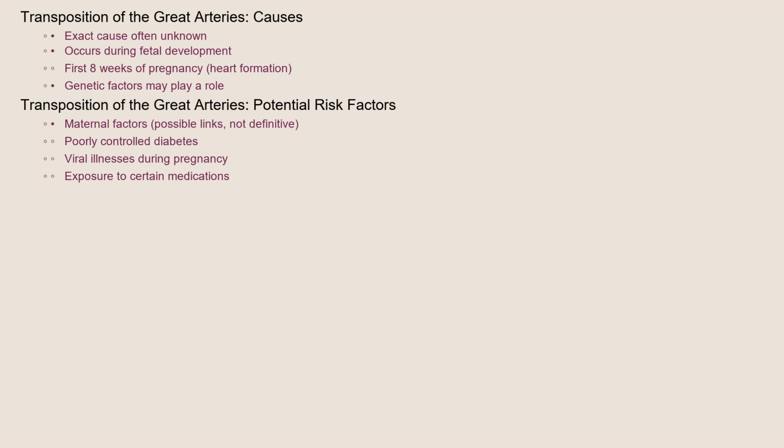The exact cause of transposition of the great arteries is often unknown. We do know that it happens during fetal development, specifically within the first 8 weeks of pregnancy when the heart is forming. Genetic factors may play a role in some cases, but for the majority of individuals, there's no clear identifiable trigger. Some studies have suggested possible links to maternal factors like poorly controlled diabetes, viral illnesses during pregnancy, or exposure to certain medications, but these associations aren't definitive.